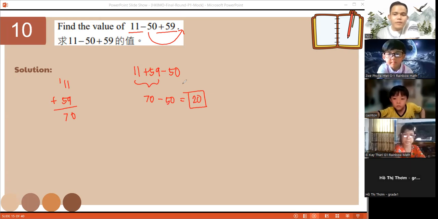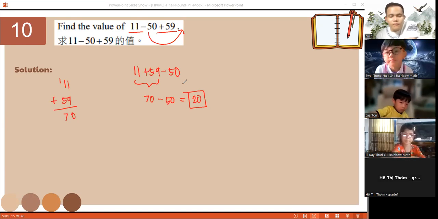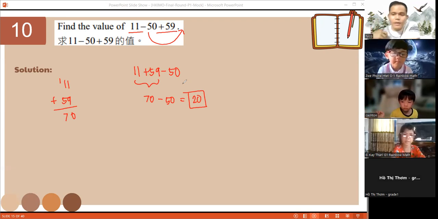Because there are some students here that don't know yet negative, right? Especially you're still primary one. If you have 11 minus 50, then you'll get negative 39. But sir, what is negative? So much better we simplify this one first so that we don't get negative values. Okay? Is that clear?